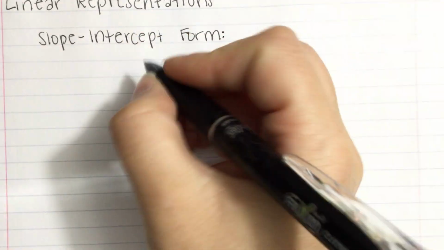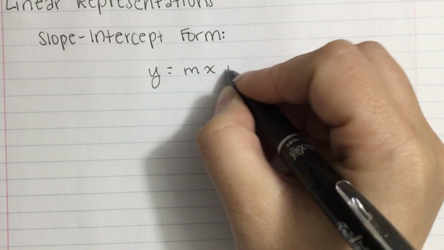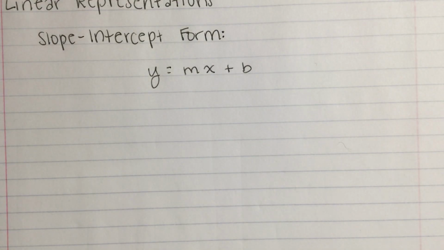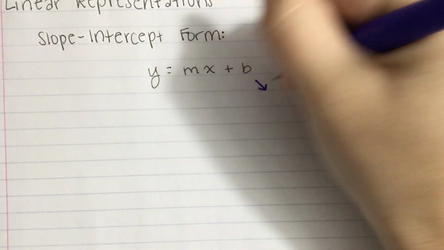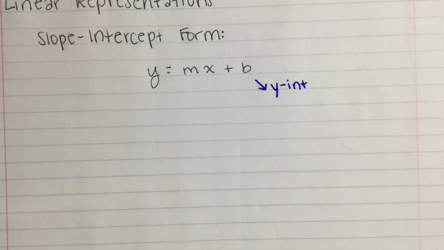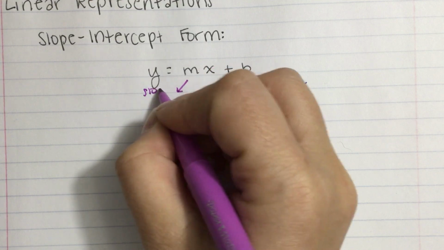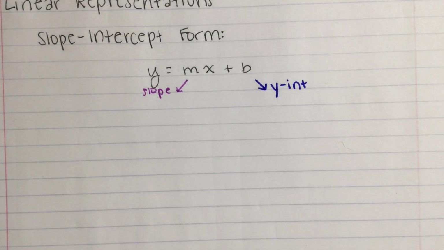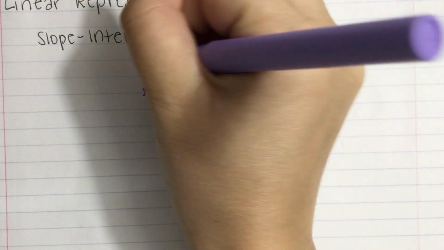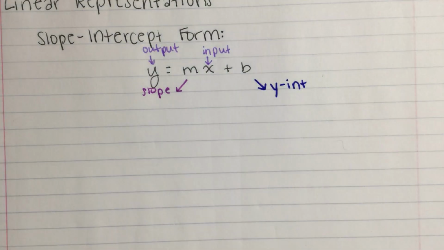Okay, and that is y equals mx plus b, where b is your y-intercept, m is your slope, and x is input, and y is output.